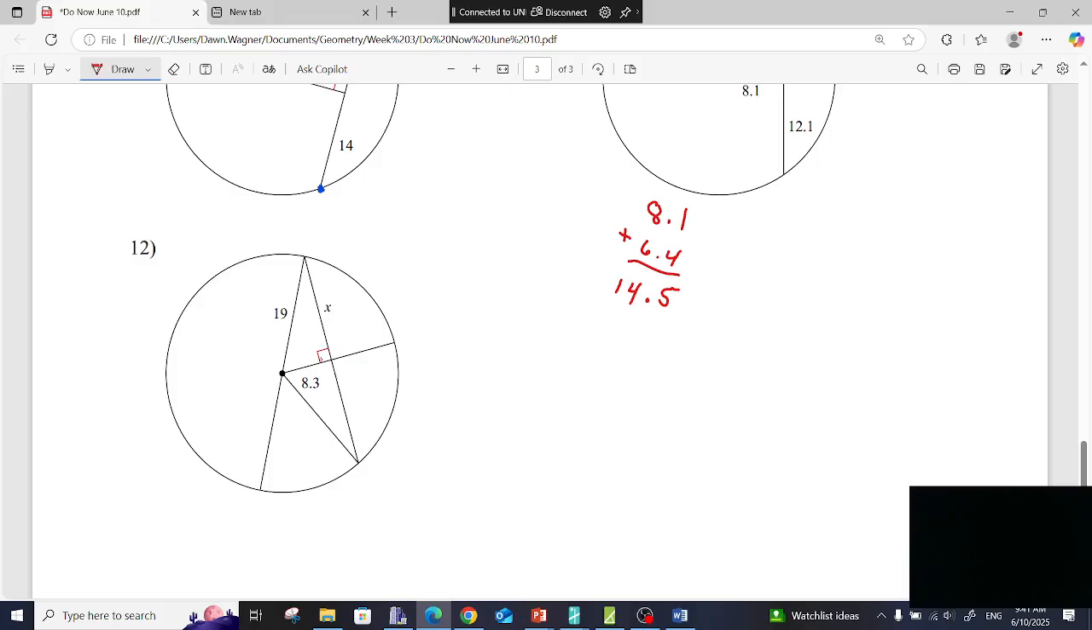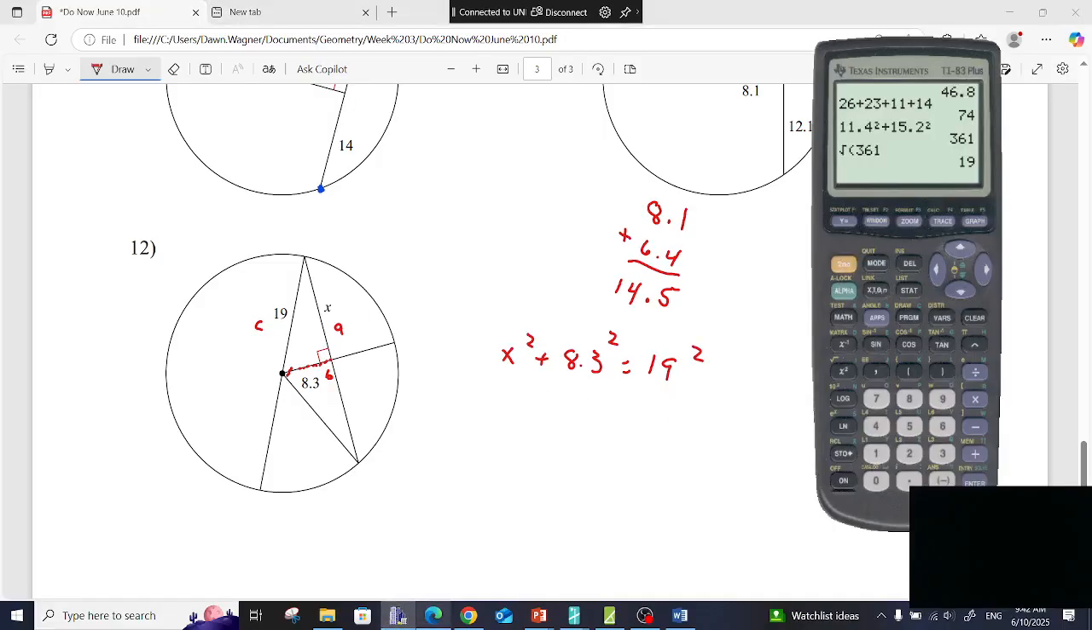And now this last one, you would have to use Pythagorean theorem again because I'm not given the other part of this chord here. What I'm given is this length here and this hypotenuse, which is the radius. So this would be A, B, C. So x squared plus 8.3 squared has to equal 19 squared.